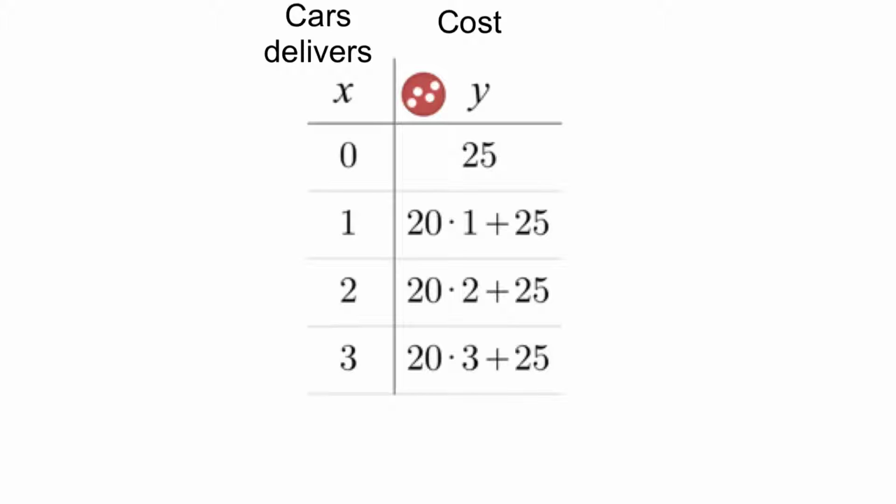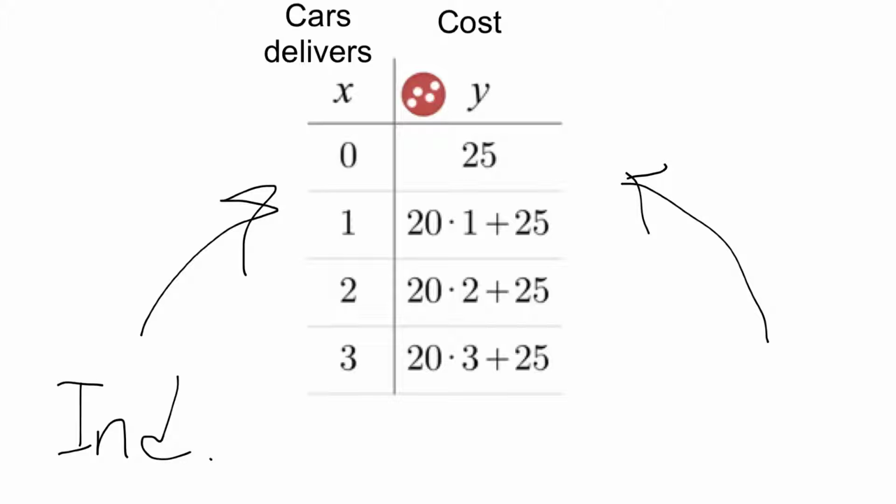Alright, so here we have our table. Let's say I'm running a business where I deliver cars. The customer chooses how many cars I'm going to deliver, but no matter what, it's going to cost them $25. On this side here, we have our independent variable, because that's the one we're choosing. On this side here, we have our dependent variable, because that's the one we're calculating.